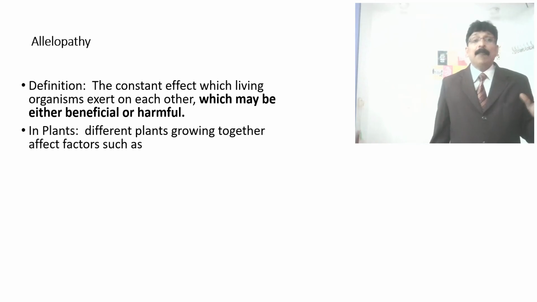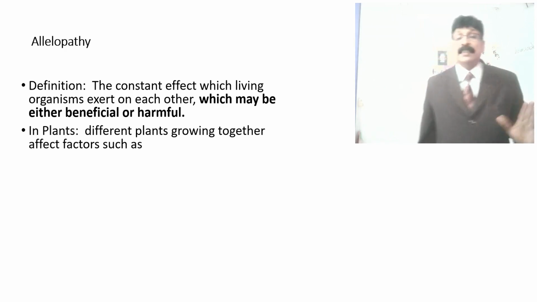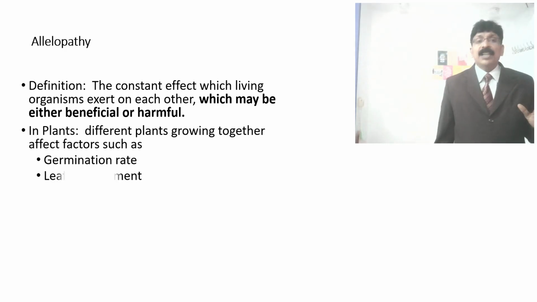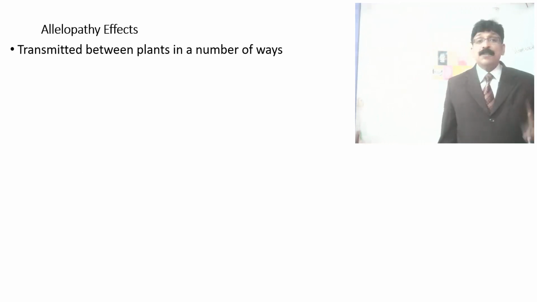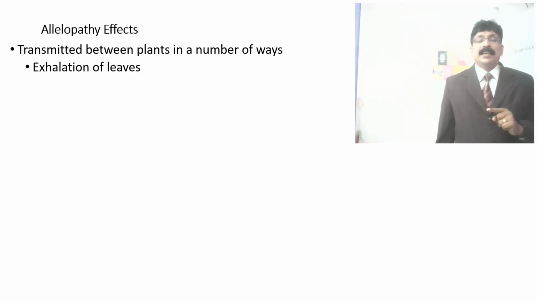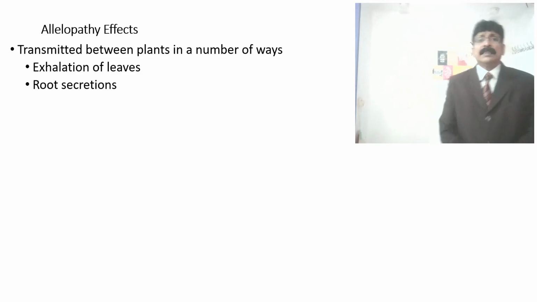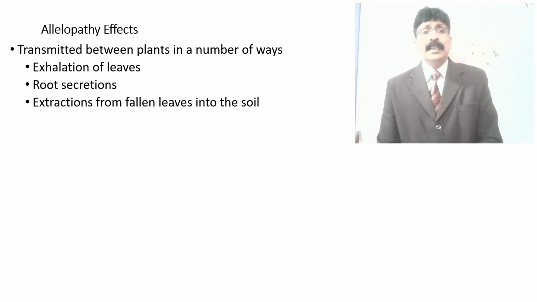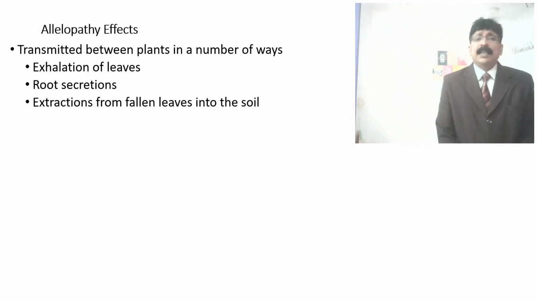In plants, different plants growing together affect factors such as germination rate, leaf development, fruit maturation, and chemical constituents produced. Allelopathy affects interaction between plants in a number of ways: exhalation from leaves, root secretions, and extractions from fallen leaves into the soil.